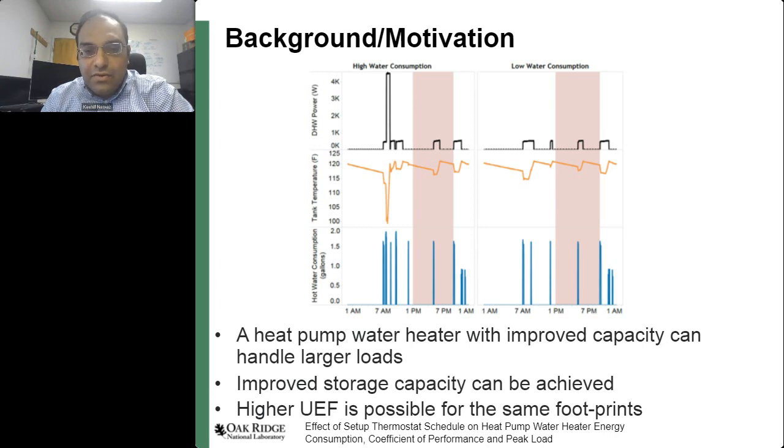So the overarching goal of this activity is really to come up with an energy storage solution where we can use more or less the same footprint, but enable a higher capacity storage device which can provide us a larger storage capacity without requiring additional space.